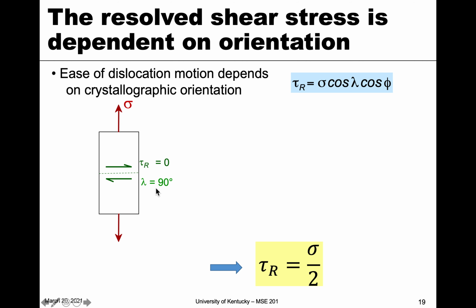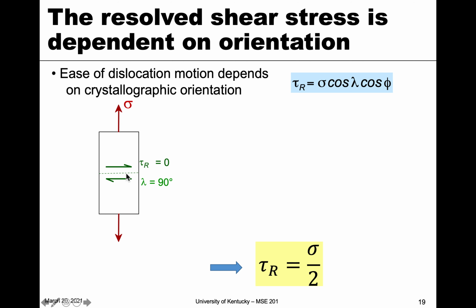So let's say we have a tensile bar and we apply a tensile stress, and then we want to look at the resolved stress, normal, so basically the cross-sectional area. And so we want to look at that plane. So in that plane, lambda equals 90 degrees between those two directions. However, if you plug that into this expression, you will get a resolved shear stress of 0. So if one of the angles equals 90, then you get a resolved shear stress of 0.